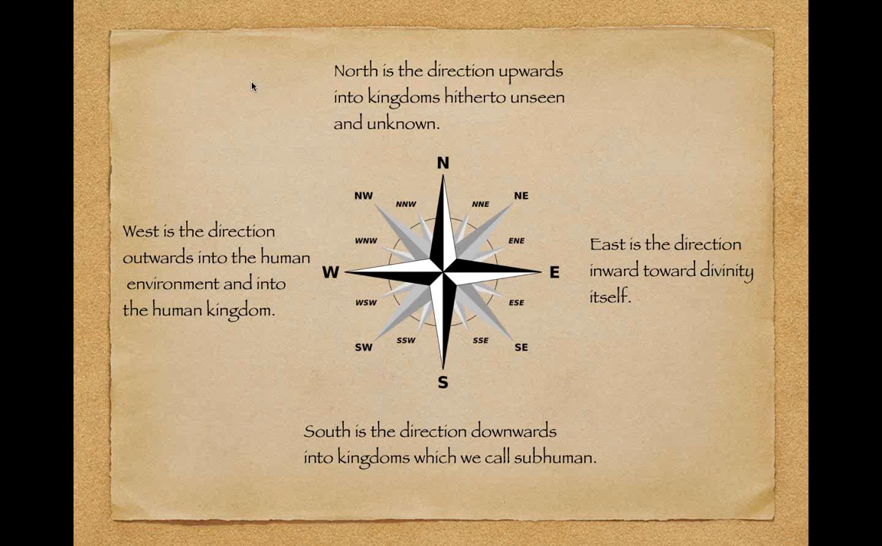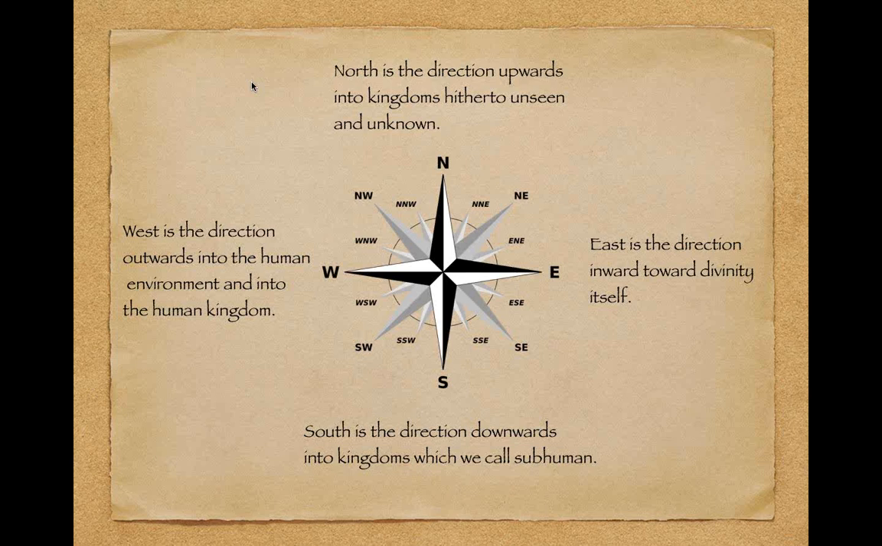Okay, north is a symbol for the direction upwards into kingdoms hitherto unseen and unknown. South is a symbol for the direction downwards into kingdoms which we call subhuman. East is a symbol for the direction inwards toward divinity itself. And west is a symbol for the direction outwards into the human environment and into the human kingdom. This isn't definitive, but seems a workable hypothesis.